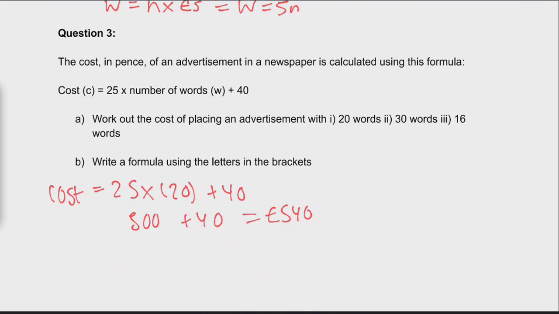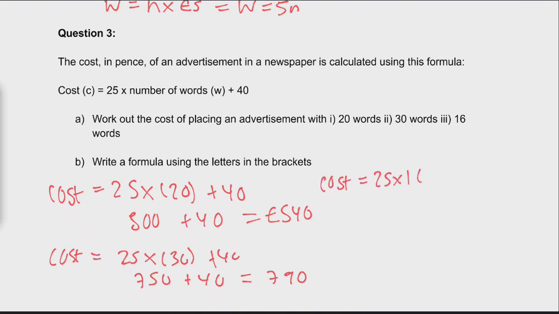Now the same thing with 30 words. Cost is equal to 25 times 30 plus 40. So 25 times 30, doing that first because of BIDMAS, is going to be 750. So we're going to have 750 plus 40, which is equal to 790. And then finally we've got 16 words, so the cost is equal to 25 times 16 plus 40. BIDMAS, 25 times 16 first, that is going to be 400. So we've got 400 plus 40 is equal to £440. I'll just add a pound sign to this last example as well.